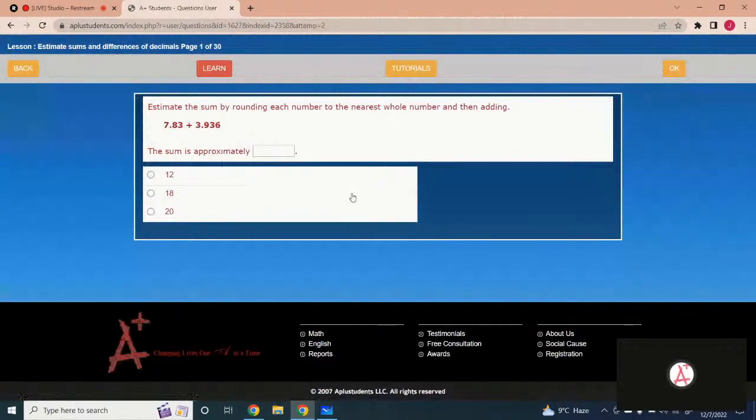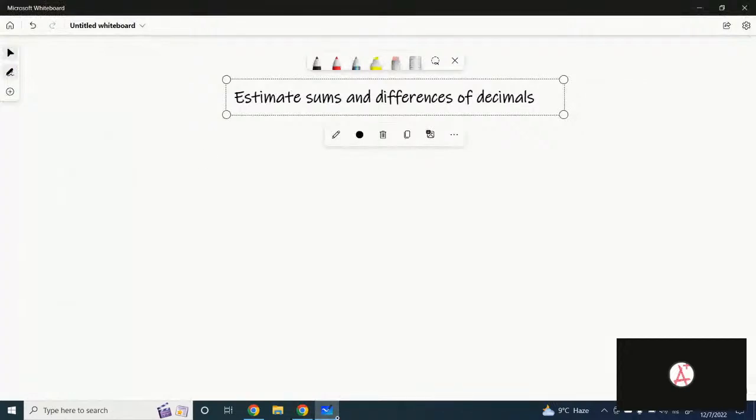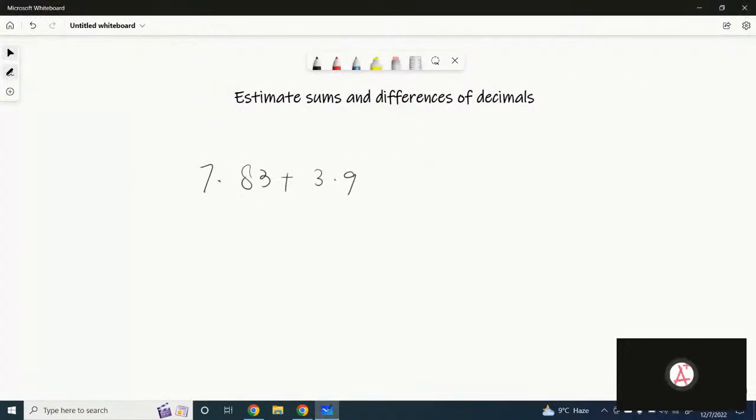Okay, estimate the sum by rounding to the nearest whole number and then adding. You have to round off the numbers to the nearest whole number. The numbers are 7.83 and 3.936. Okay, you have to round off the number to the nearest whole number.